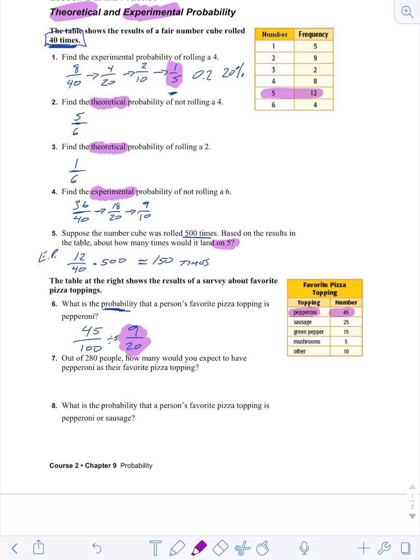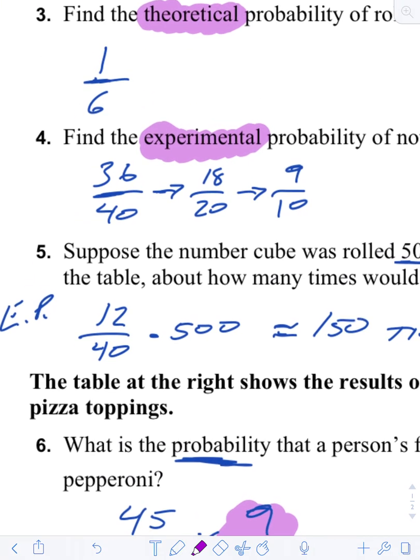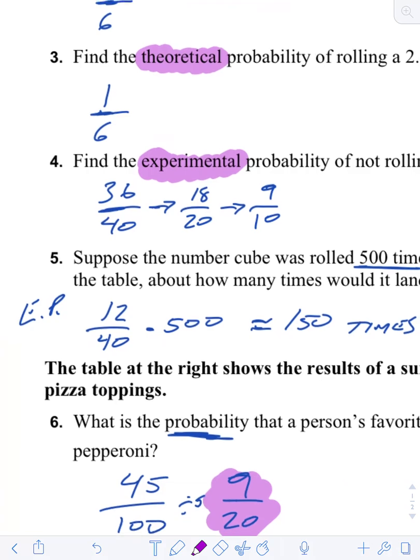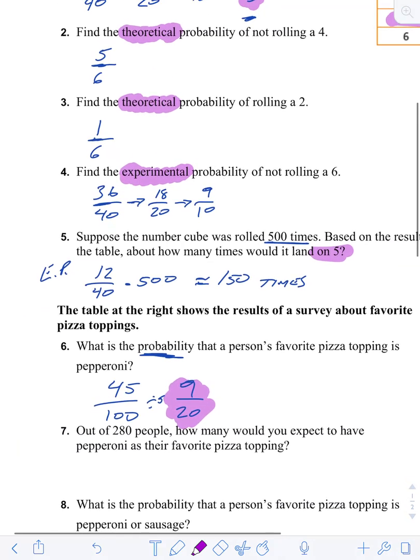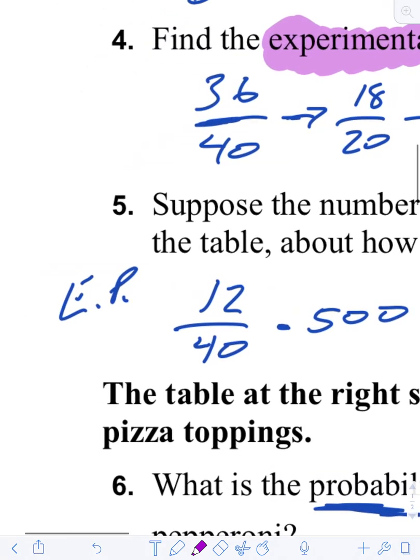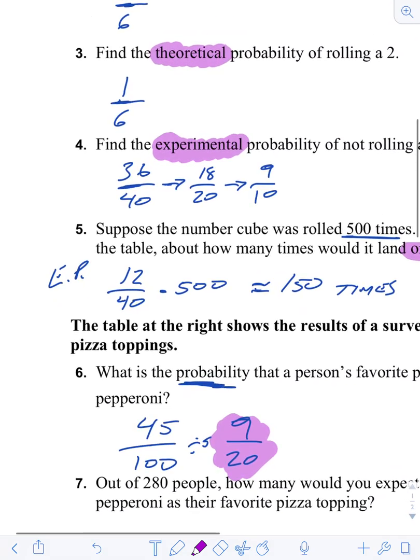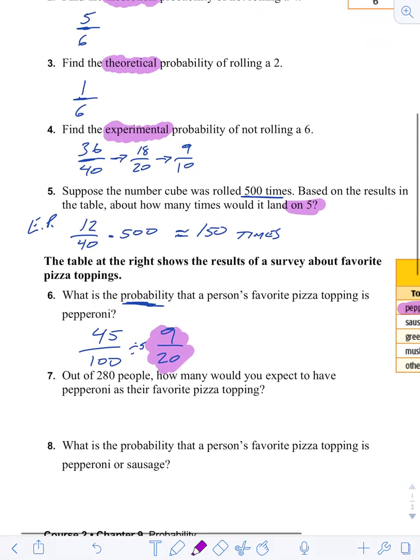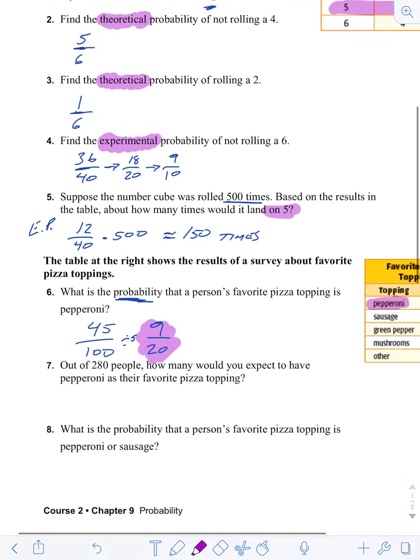Okay. Now for number 7, it says out of 280 people, how many would you expect to have pepperoni? This is just like number 5. I need to predict. So how am I going to predict? Well, it says I'm going to take the experimental probability. Well, I just found that. I just found in number 6 the experimental probability is 9/20. So I'm going to write that down.